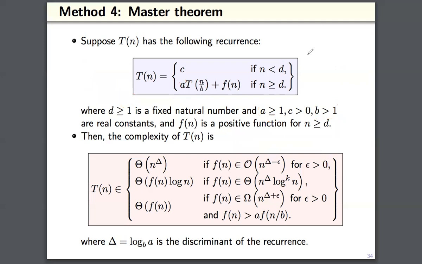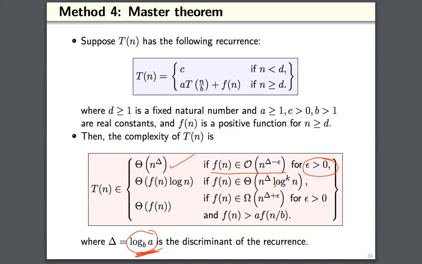Okay, what about f of n? F of n is positive for n greater than or equal to d. Then the complexity is something like this. First, find delta. What is delta? Delta is log a base b. You know what is a, you know what is b. So delta is log a base b. First find that out. Then you have three cases. If f of n is O of n power delta minus epsilon for any positive real epsilon, right? Then the complexity is theta n power delta.